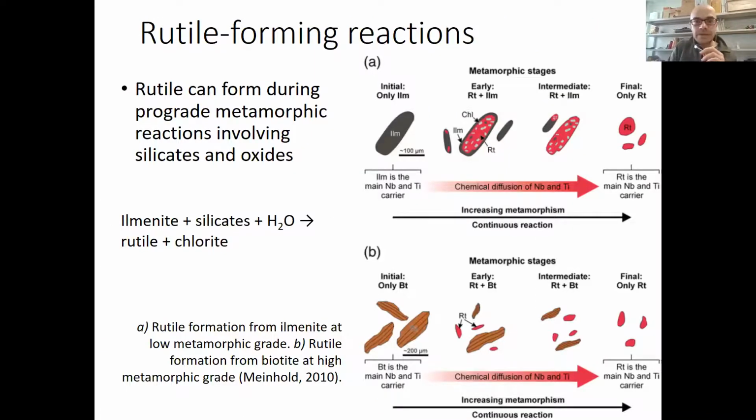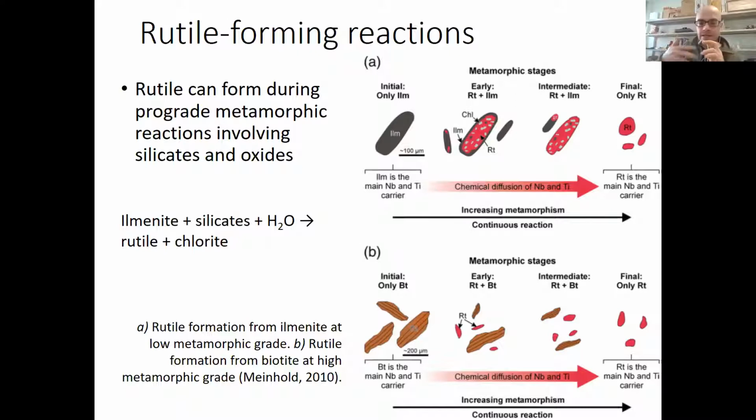Now, regarding the formation of rutile in metamorphic rocks, rutile can form at, let's say, medium or low metamorphic conditions by the destabilization of ilmenite. This is what you see at the top of this figure. And the reaction is schematically represented on the left. We have ilmenite reacting with silicates and water, producing rutile and chlorite.